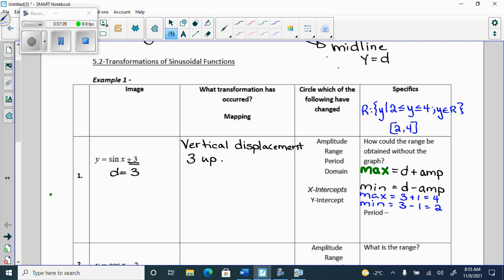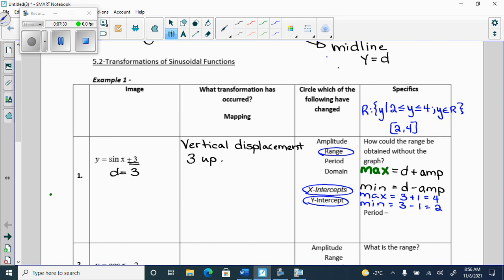And we have to circle what changed. What changed? Did the amplitude change? No. Did the range change? Yeah. Did the period change? No. Did the domain change? Hint, it's not going to because it's x ∈ R. So no matter what I squish, push, it keeps going. X-intercepts, did they change? Y-intercept?